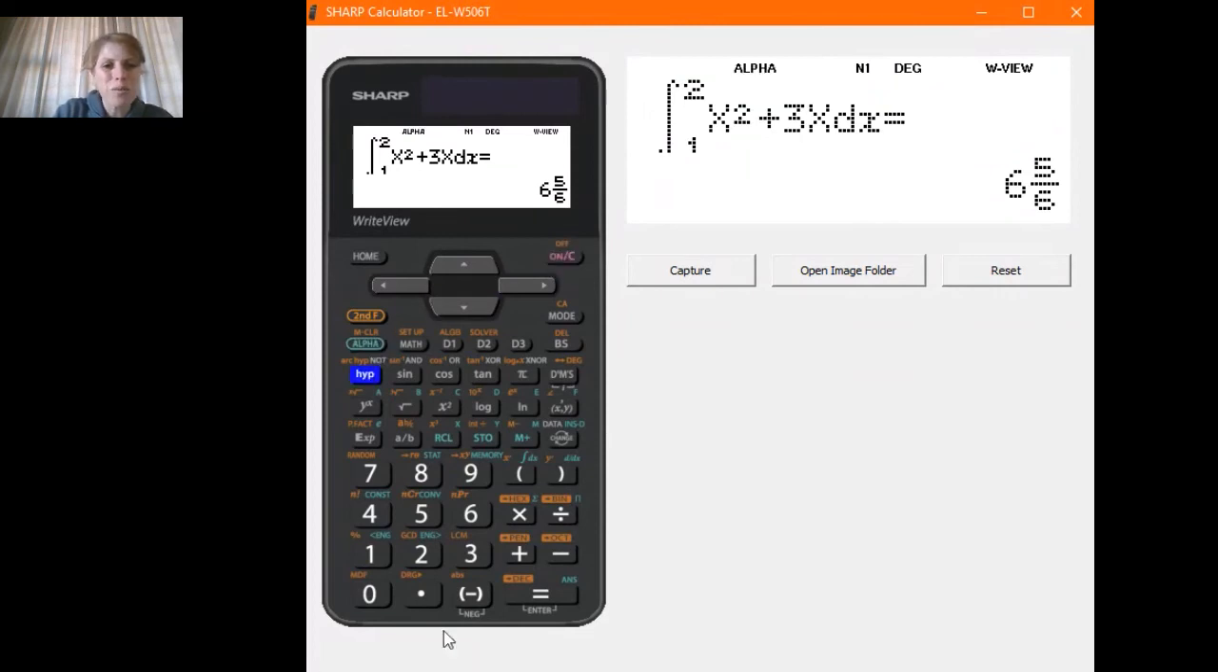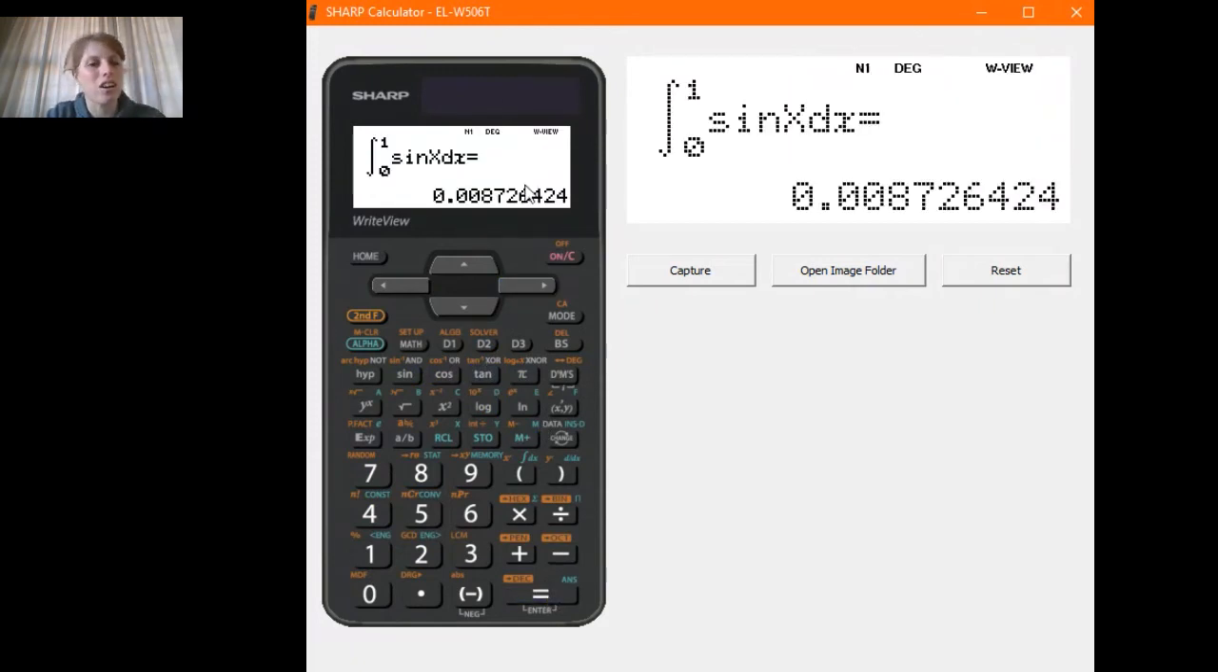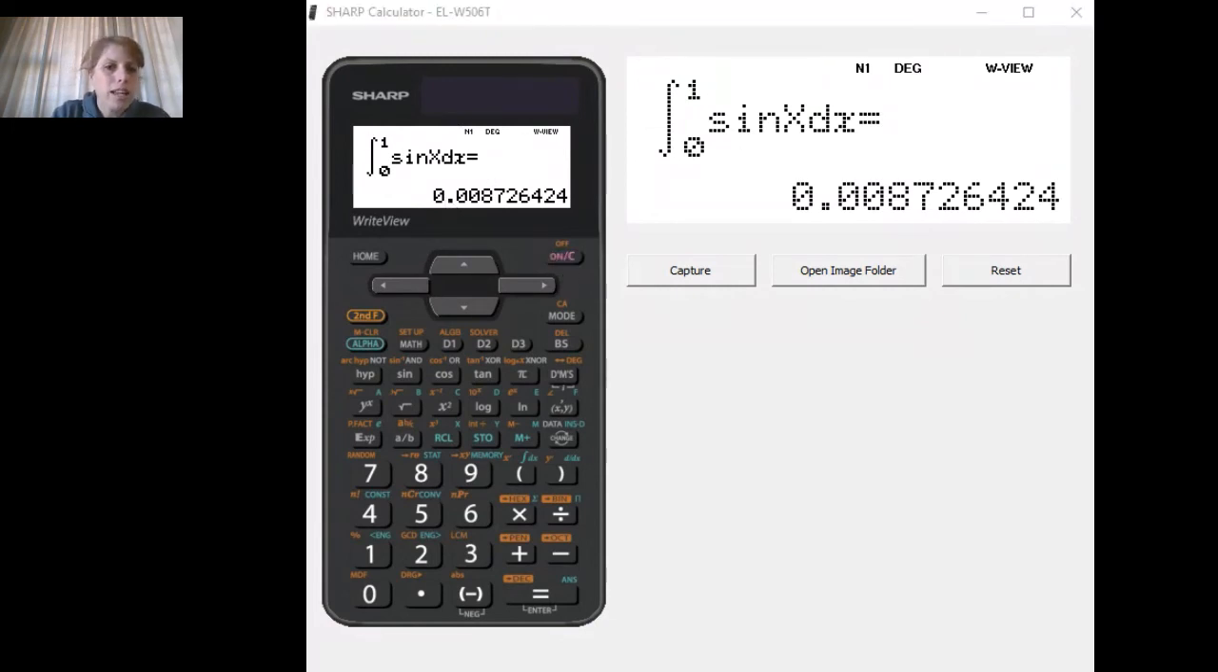So if, for example, we did an integral between 0 and 1 for sine x, okay, is equal to, you'll see it will take a lot longer because it's now doing a longer calculation. And that is the area of the curve between when x is 0 and x is 1 for sine x. Okay. Cool. So that's pretty much what calculus is.